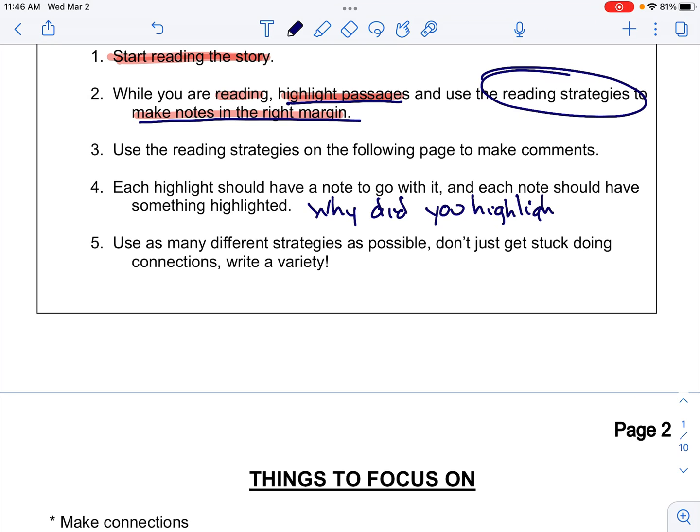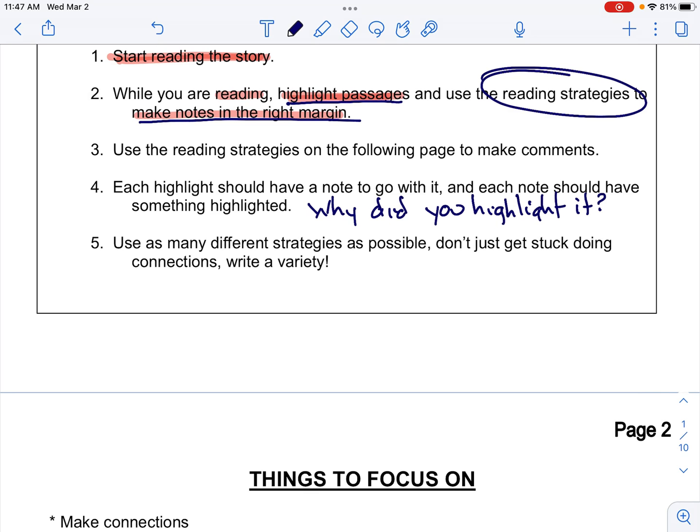Now, I know some of you are thinking, well, I'm just not going to highlight anything, so I don't have to make notes. That's not the purpose or the intent of this. Okay, it's to practice our reading strategies. Use as many different strategies as possible. Don't just get stuck doing connections. Write a variety. That's something that we had discussed about reading and about writing.